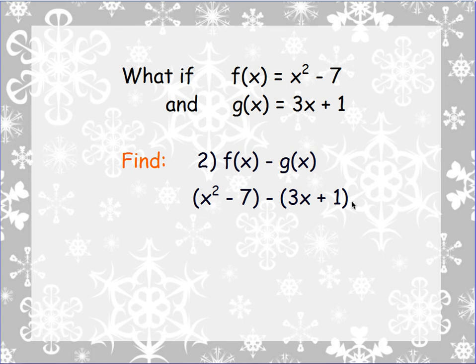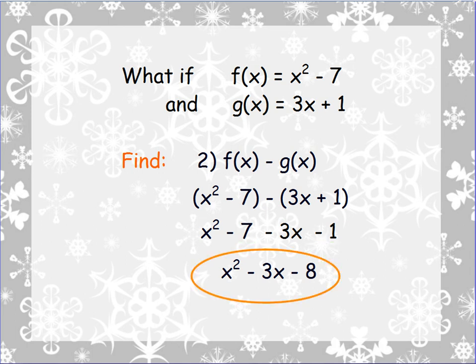Remember, we're subtracting the entire function g of x, which means we're subtracting each and every term in g of x. We're not going to change the first function, of course, but in the second function, we need to remember that we're subtracting 3x, but we're also subtracting positive 1. Don't forget to distribute the subtraction sign through the second function. Now when I combine like terms, I can combine the negative 7 and negative 1 to get negative 8, and we're done operating on these two functions.